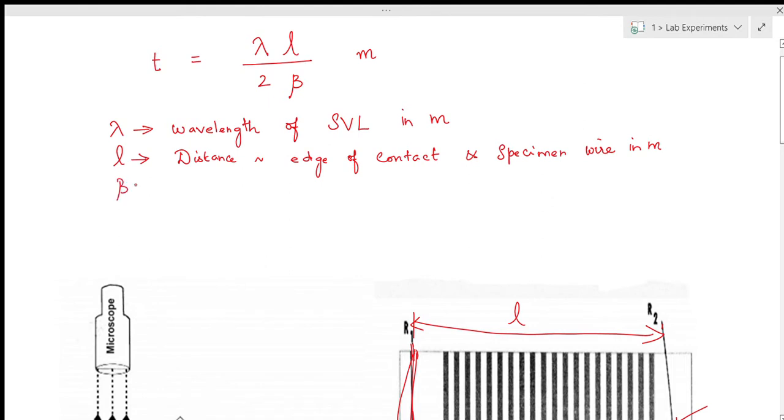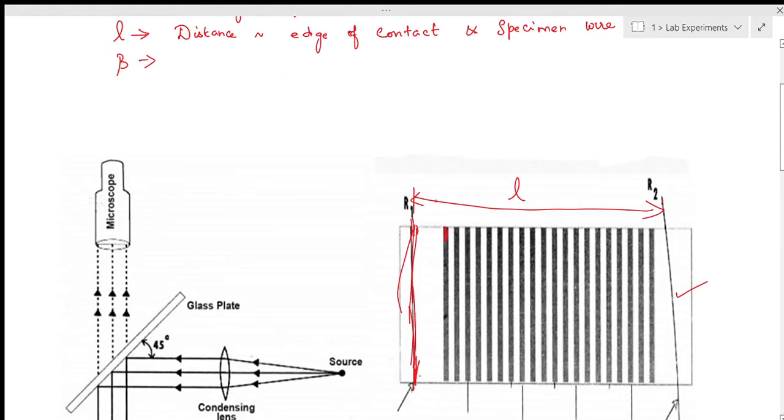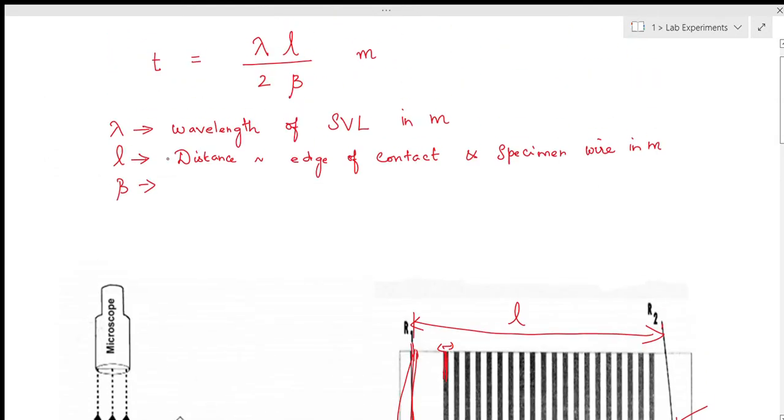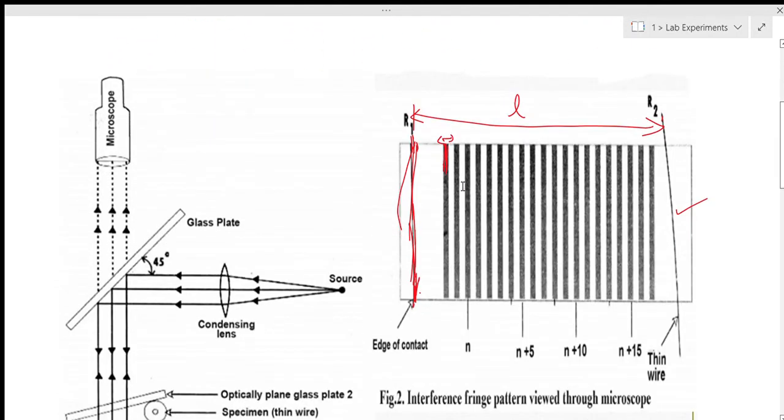And beta refers to fringe width. Here a number of interference fringes will be seen. The width of one fringe is given here. So beta is the width of one fringe, or fringe width, in meters. Now this is the diagram.